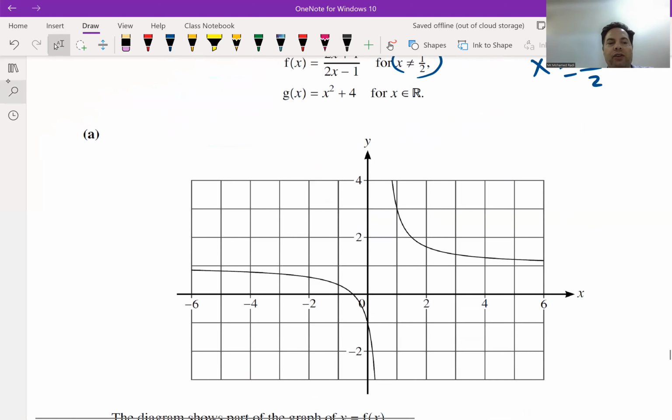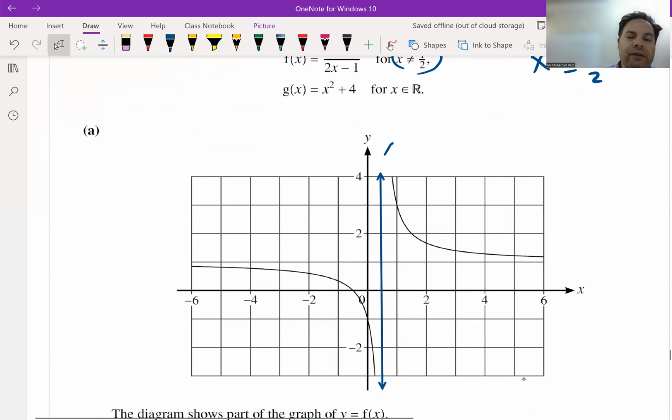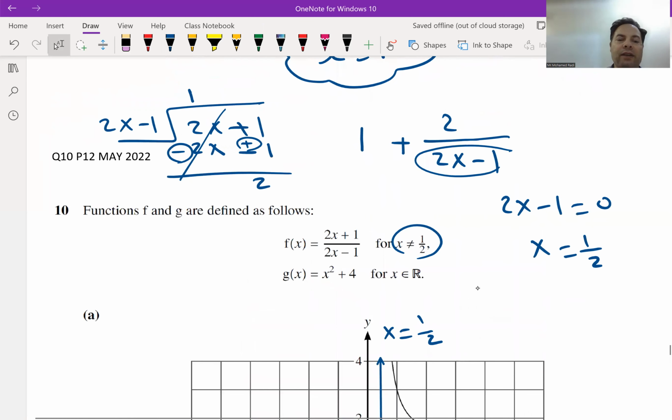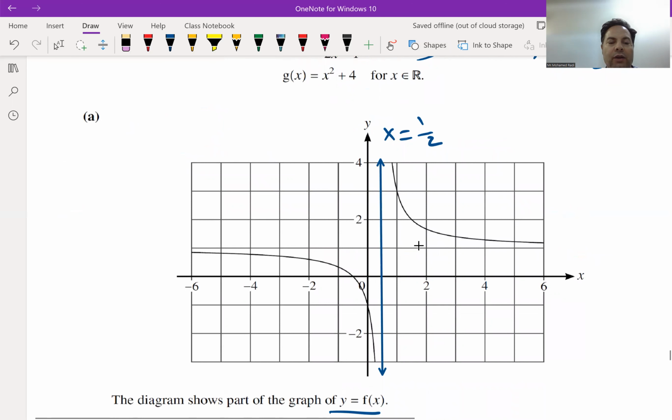So if I show this line vertically, at half, the vertical asymptote line will be like this: x is equal to half. And the horizontal asymptote line, now this value will be 1. See, if we look at the curve, y equals 1 is the horizontal asymptote line. This is for A2 students, how to rewrite this function in this form.